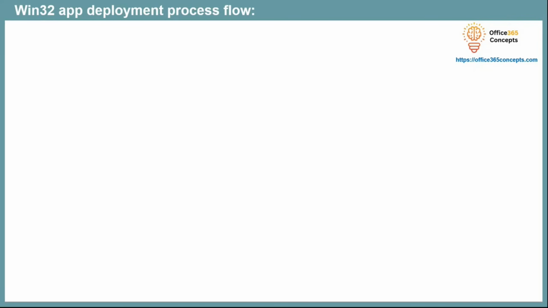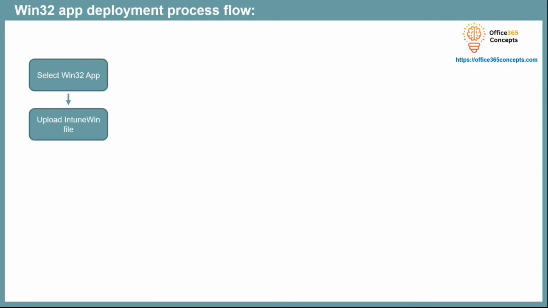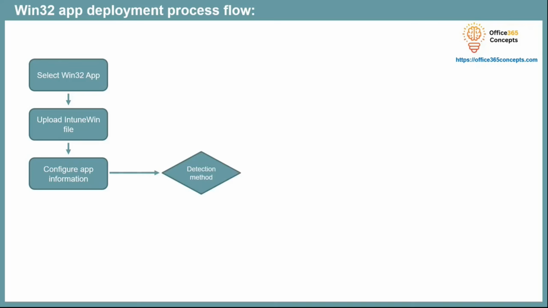Once you have converted the application to .intunewin extension, you will go to Microsoft Endpoint Manager, go to Apps, and select Win32 app. Next, you will upload the .intunewin application to Microsoft Intune. Then you will update the information for this application, like the install command or the uninstall command and other application information. And after this, you need to set a detection method.